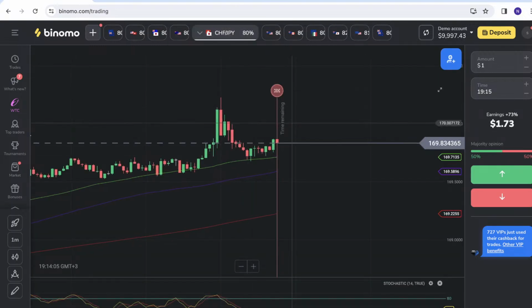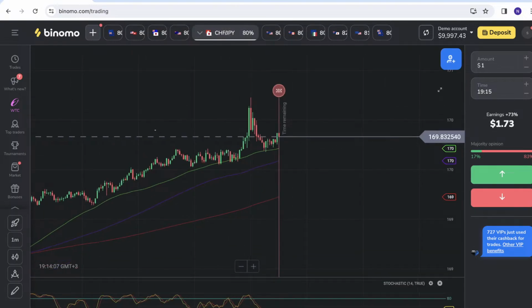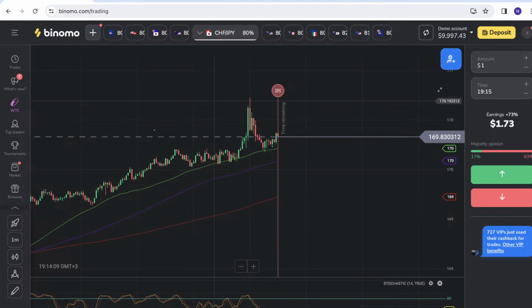Maybe here, but I think we are a little late because price was testing at this point, but stochastic didn't give us good trading signals. So when the situation is like this, it's better not to open a trade.